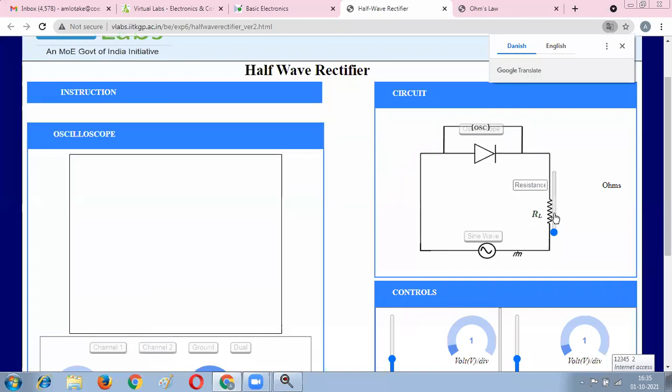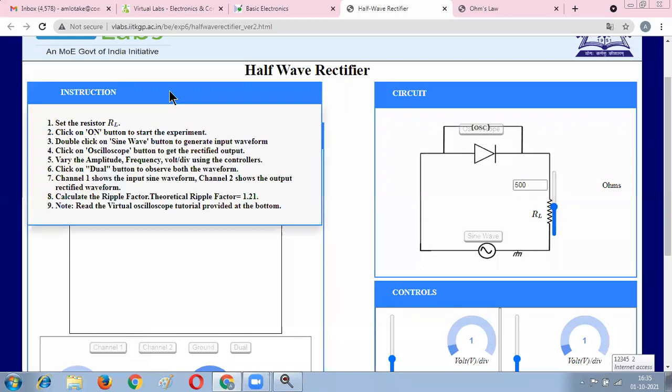Okay. So I will set the resistor first. Suppose I set it to 500 ohm. Once I set it to 500 ohm, you can set it to whatever range is given here. I have selected 500 ohm. After setting up the resistor, what is the next step?